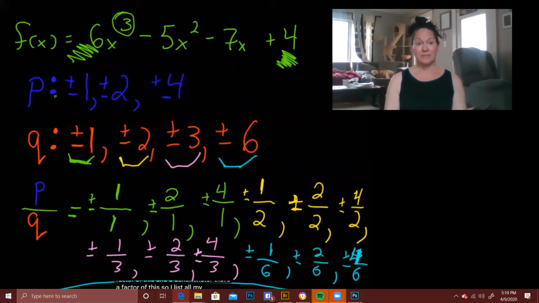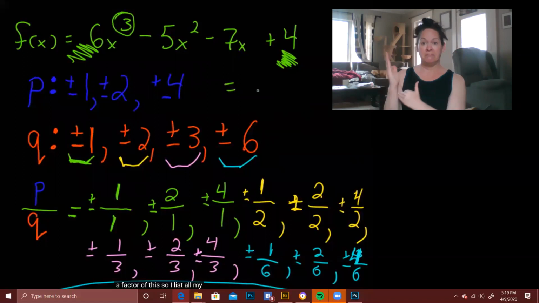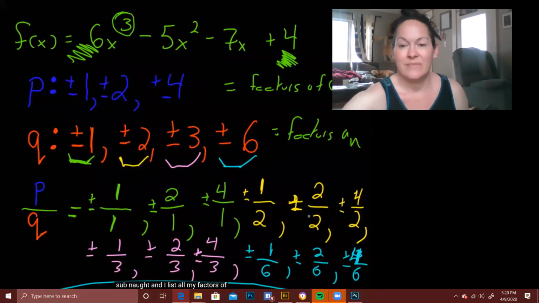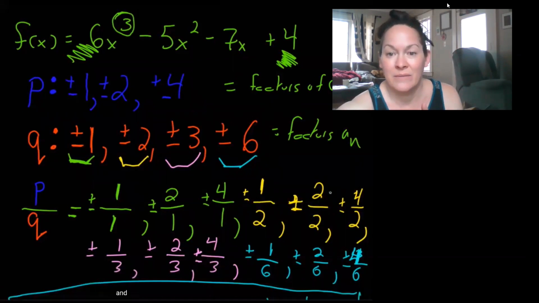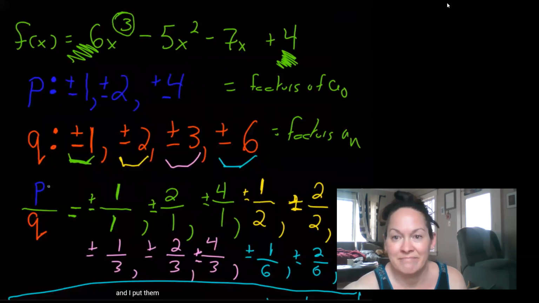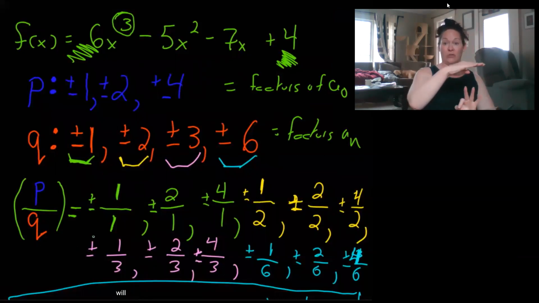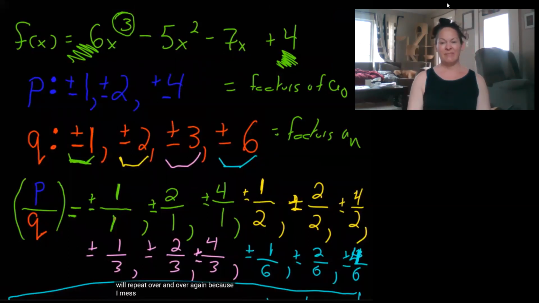So I list all my factors of a sub naught. And I list all my factors of a sub n. And I put them together as a fraction. I will repeat over and over again because I mess up signs. You've noticed it. You've caught it. All of these get the plus or minus.